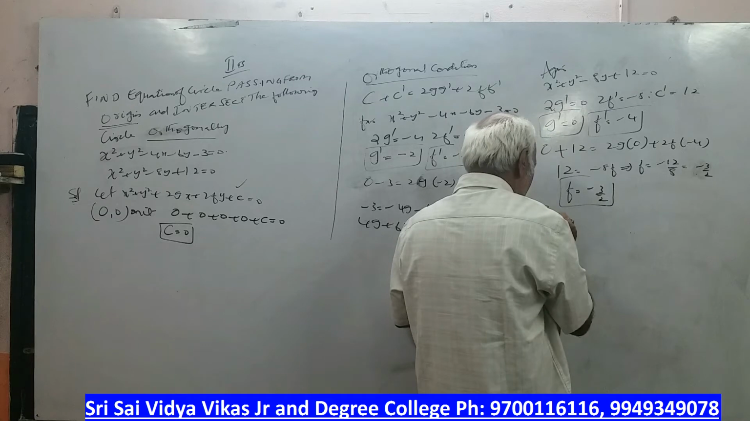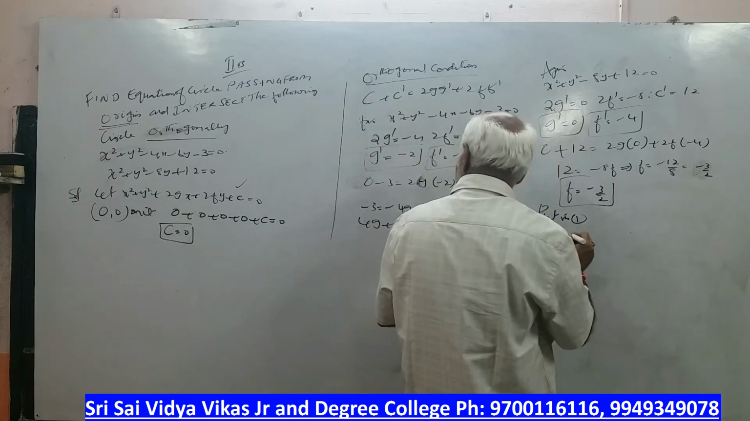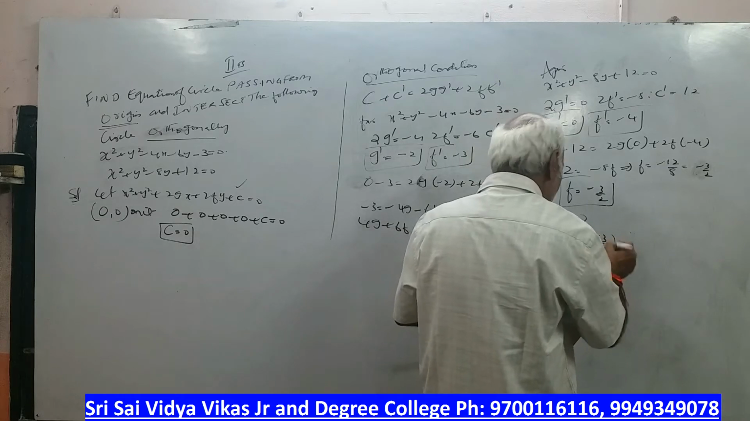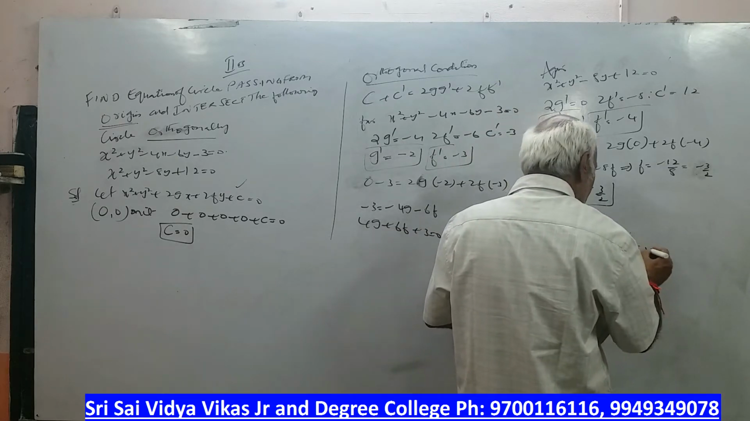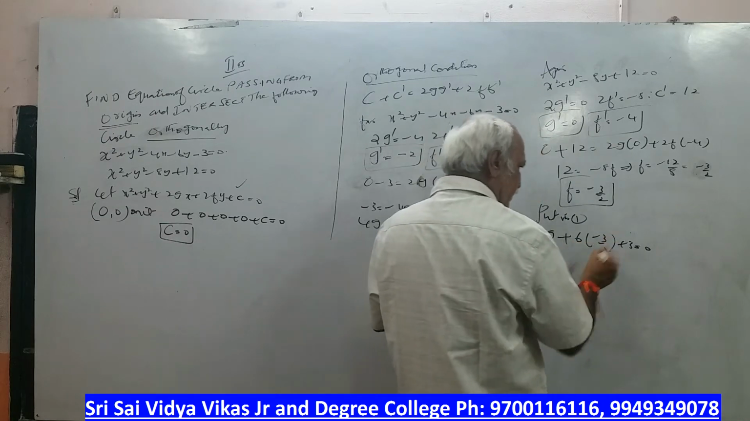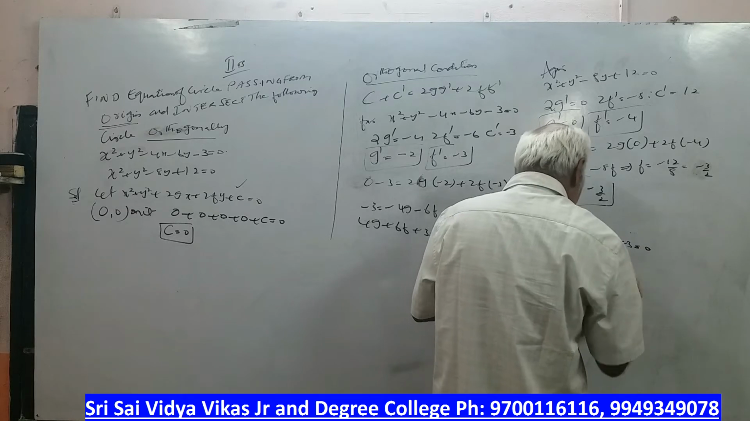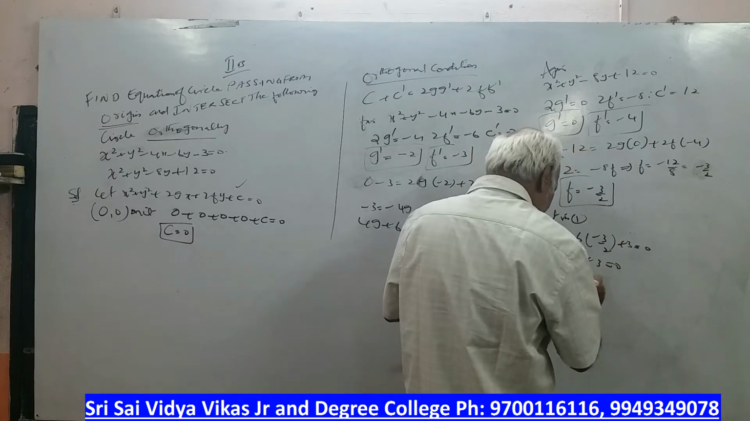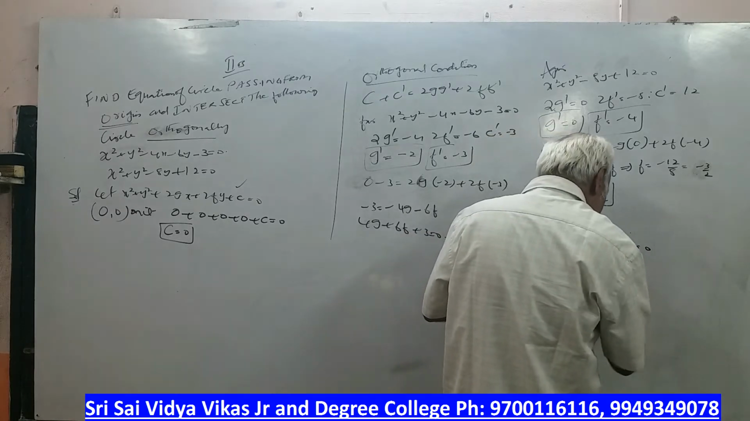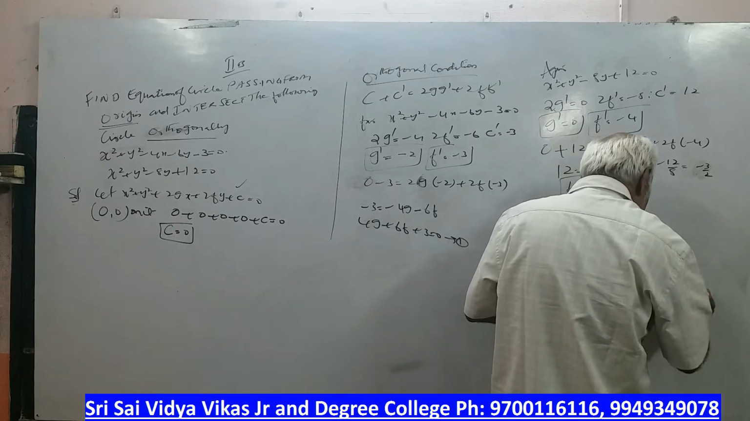Okay, put it in the first equation. 4g plus 6 into minus 3 by 2 plus 3 is equal to 0. So in 4g, this will get cancelled 3 times. 3 3s are 9. So minus 9 plus 3 is equal to 0. 4g minus 6 is equal to 0. 4g is equal to 6. G value is 6 by 4.